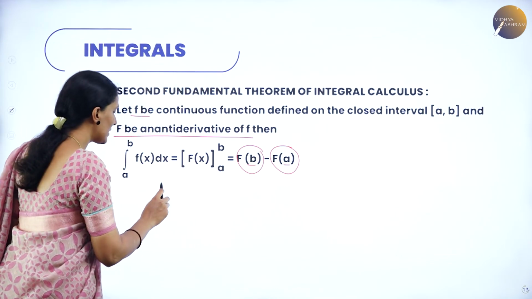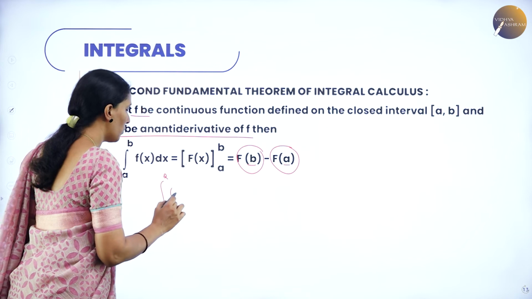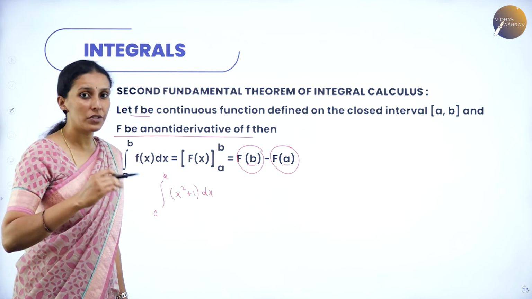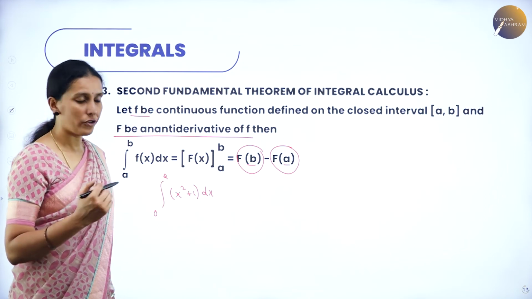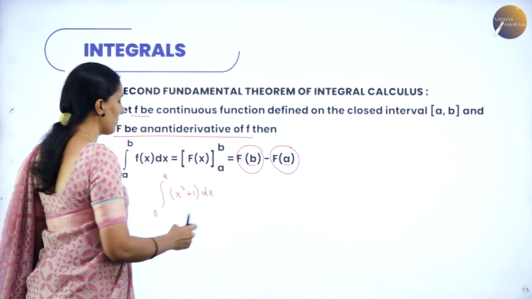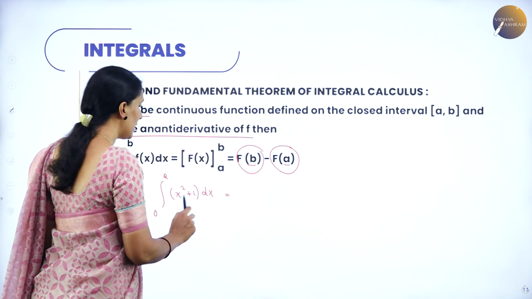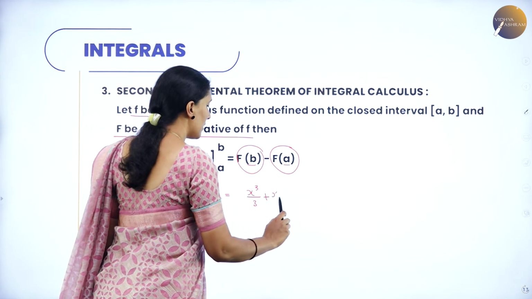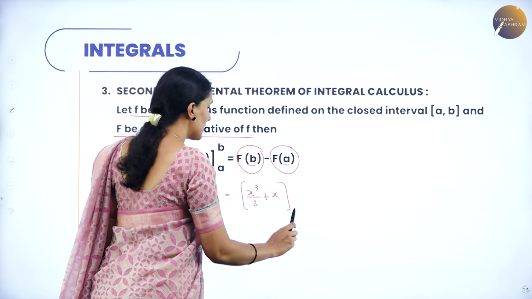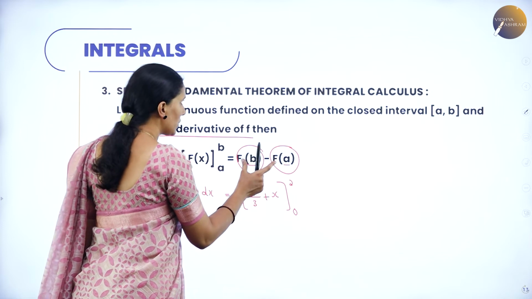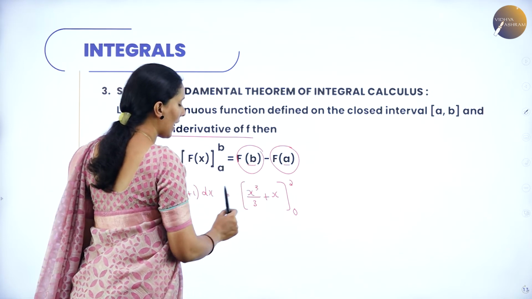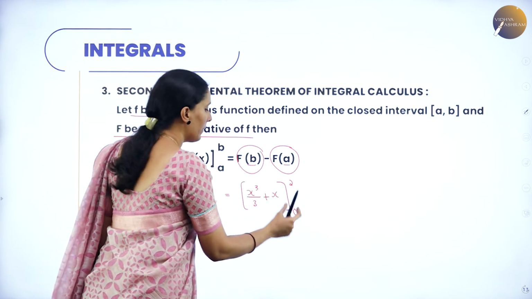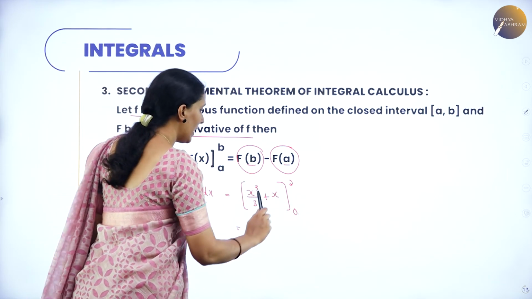We have taken an example, the integral from 0 to 2 of (x² + 1) dx. We got the value using the limit of a sum, 14/3. So let's see this method now. This is nothing but finding the integral of this function, which is x³/3 + x, and we need to find the value at 0 as well as 2. According to the second fundamental theorem of integral calculus, we need to find the value at the upper limit first and then the lower limit, and then take the difference. So finding the upper limit.